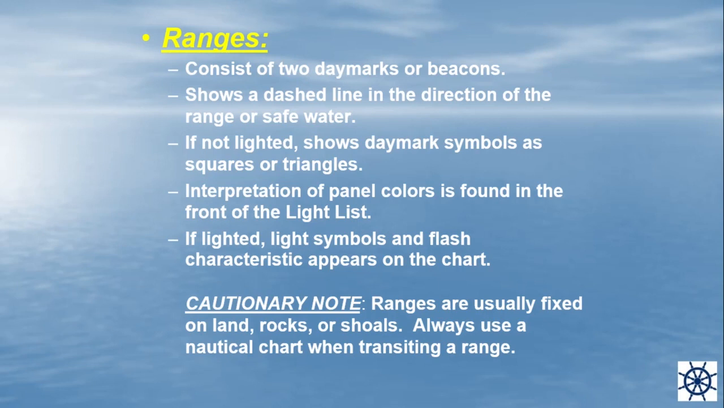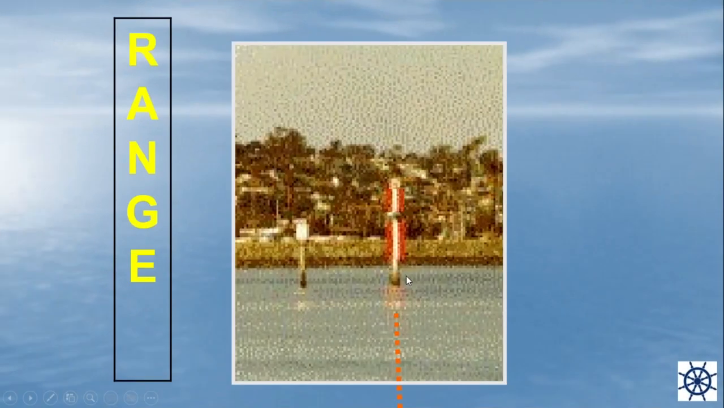Interpretation of panel colors is found in the front of the light list. If lighted, light symbol plus characteristic appears on the chart. Cautionary notes. Ranges are usually fixed on land, rocks, or shoals. So, they are not movable, no? So, maganda silang kunan ng fixed position ang mga ranges na yan. Always use a nautical chart when transiting a range, no? Yan po ang ating range, no, mga yung nakabaon sa ating shallow water. Yan ang ranges, no?